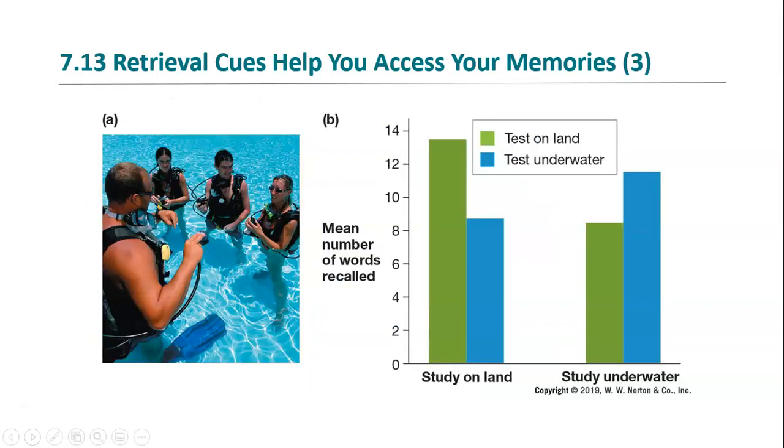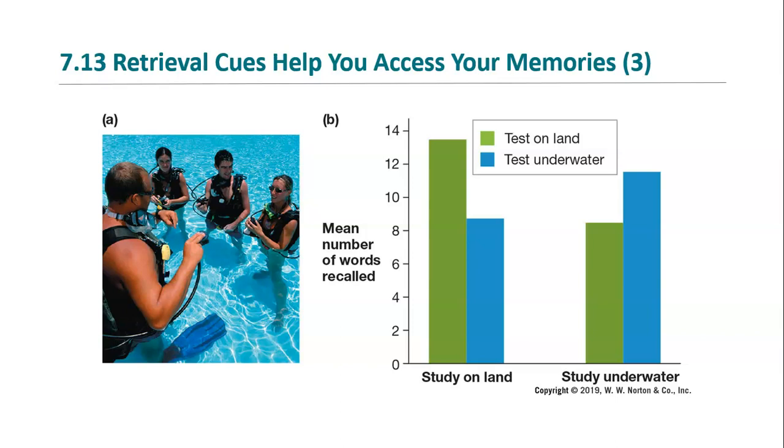An example of context is this fascinating study in which people learned a list of words, and they learned them in one of two conditions, either on land or underwater. And then they recalled them in one of two conditions, either on land or underwater. So there are four groups here. A group that learned the information on land and repeated it on land, a group that learned the information on land and retrieved it underwater, a group that learned the information underwater and retrieved it on land, and a group that learned the information underwater and retrieved it underwater.